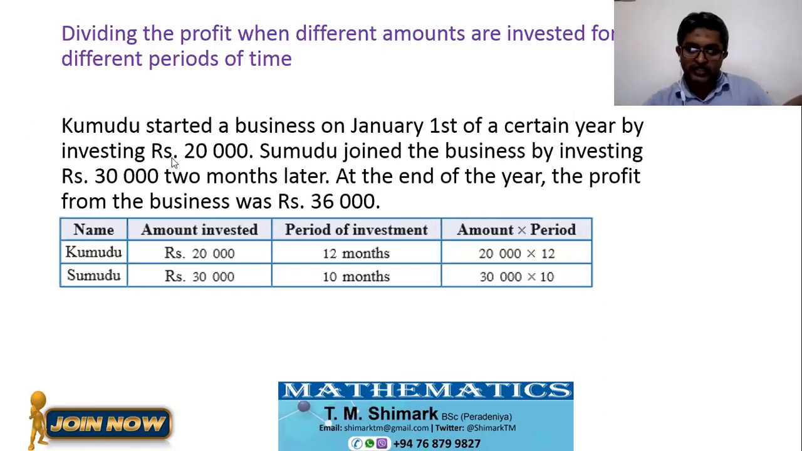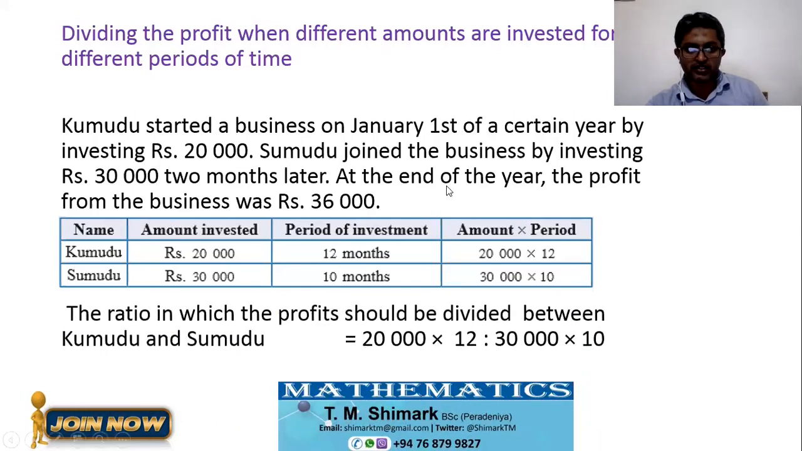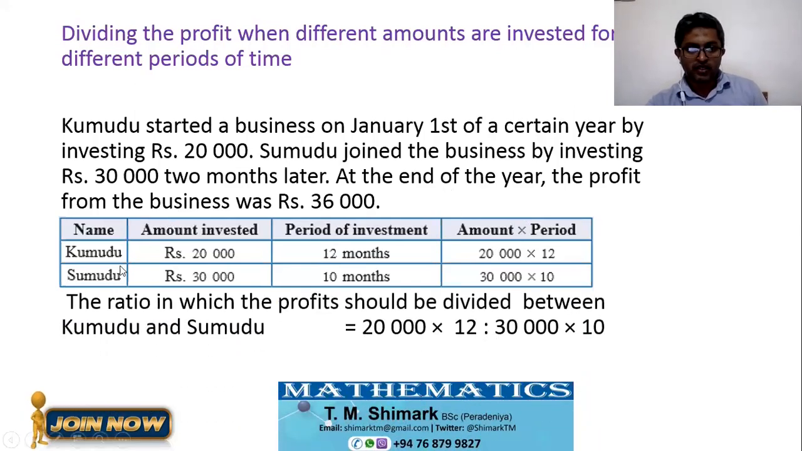After 2 months, at the end of the year, the profit from the business was 36,000. So this is how this investment is arranged. Now you see amount invested, Kumudu invested 20,000, Sumudu invested 30,000.